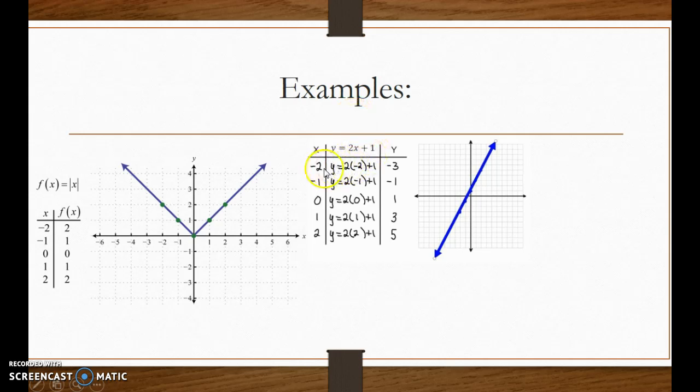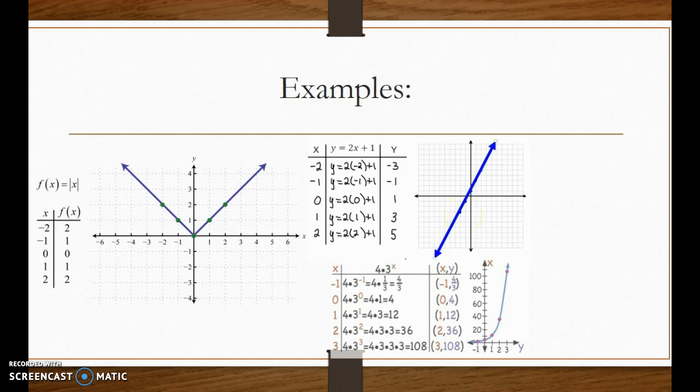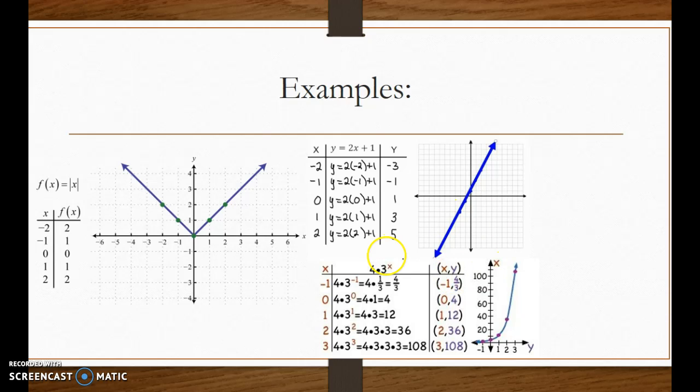Same for 2x plus 1. Plug -2 in for x. You get -2 times 2 plus 1, you get -3. So -2, -3 is our point. We've been working with this with quadratics. So here we do the same thing, plug -1 into our function, plug 0 into our function, 1, 2, and 3.